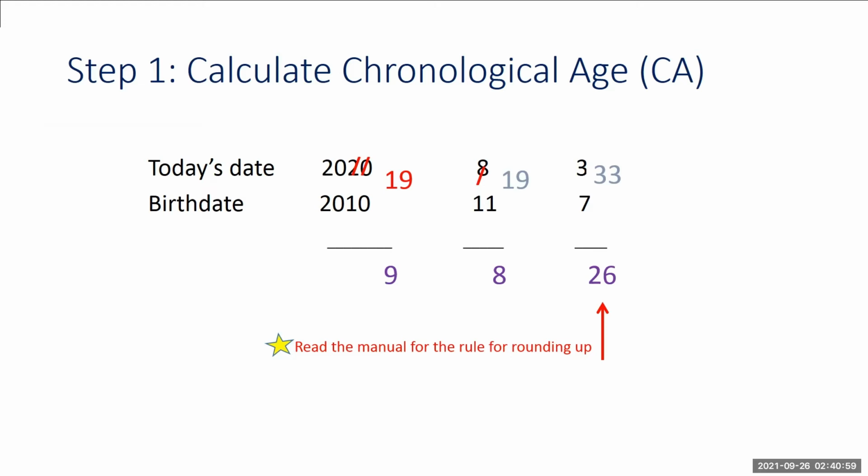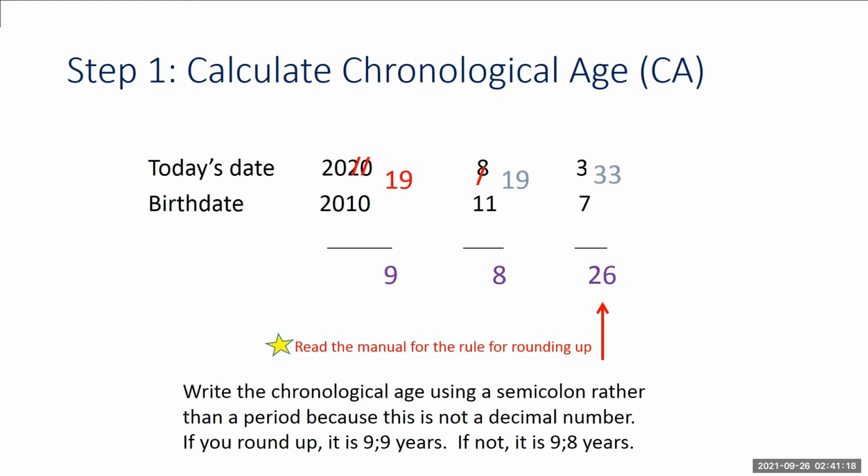Once you have determined the age, enter it on the cover sheet of the test. Write the chronological age using a semicolon rather than a period because this is not a decimal number. If the manual tells you to round up, it's 9.9 years. If not, it is 9.8 years.